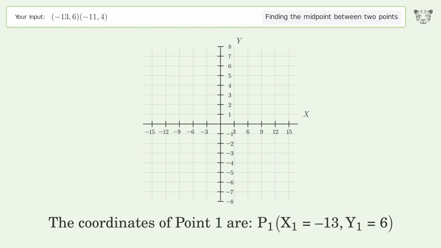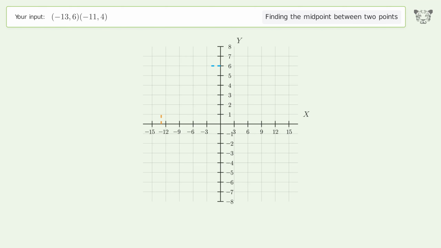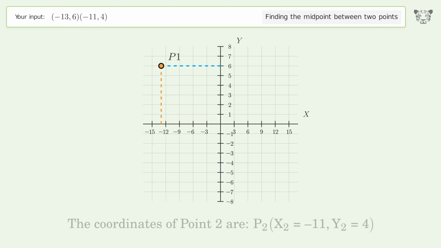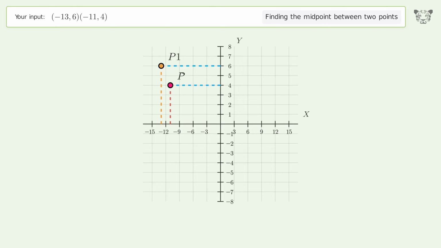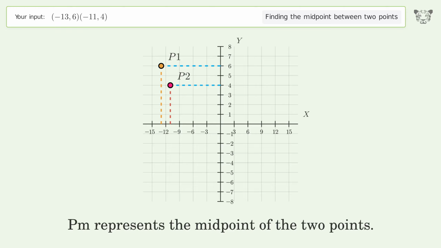The coordinates of point 1 are, x1 equals -13, y1 equals 6. The coordinates of point 2 are, x2 equals -11, y2 equals 4. PM represents the midpoint of the 2 points.